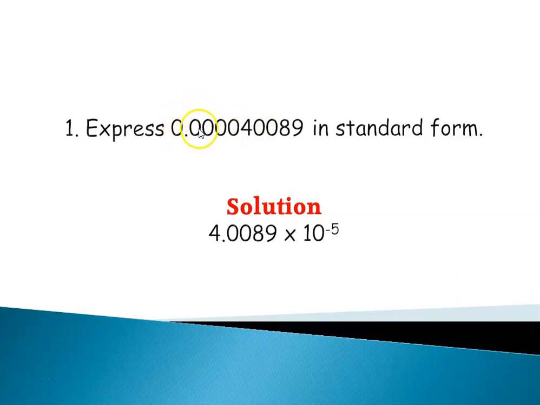This is 1, 2, 3, 4, 5. But because we have 0.000, that means it's going to be a negative number. So we're going to write it as 4.0089 times 10 raised to power minus 5, because it's actually in decimal, so our power is going to be negative. So this is the answer for this.